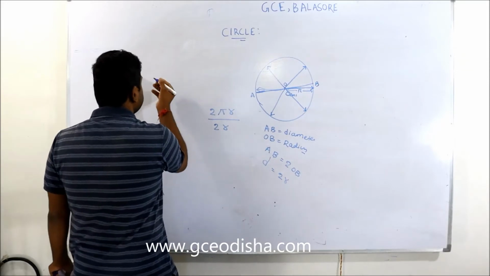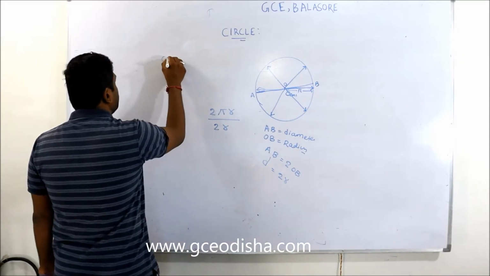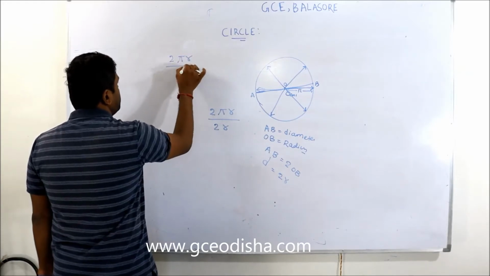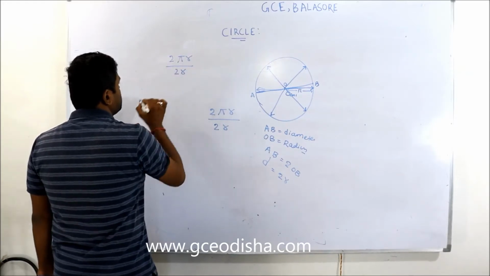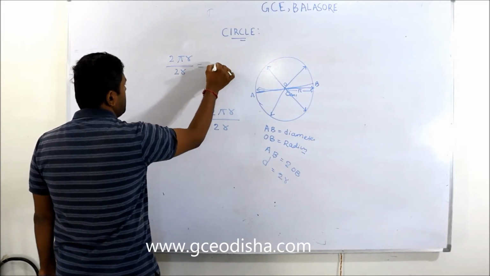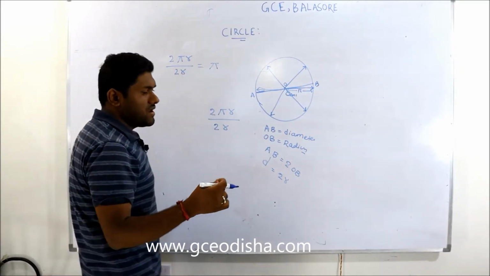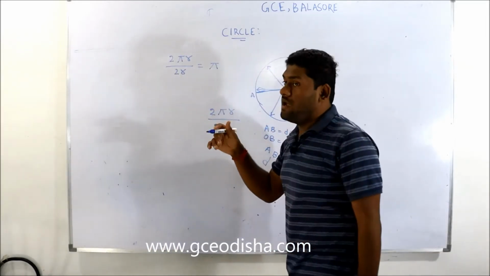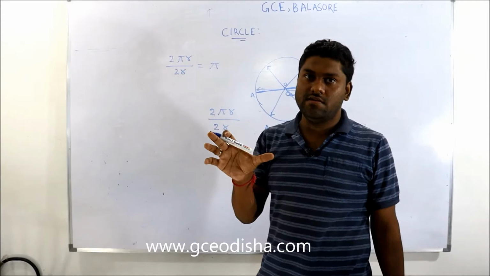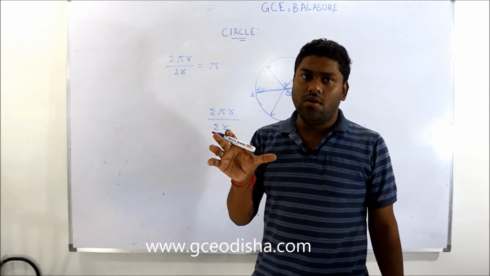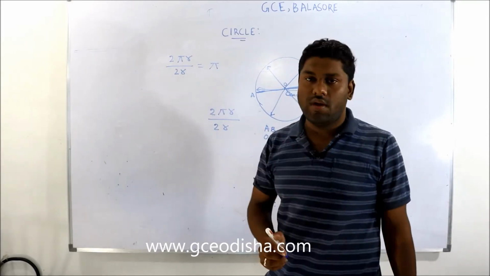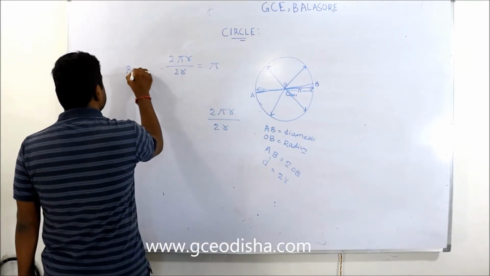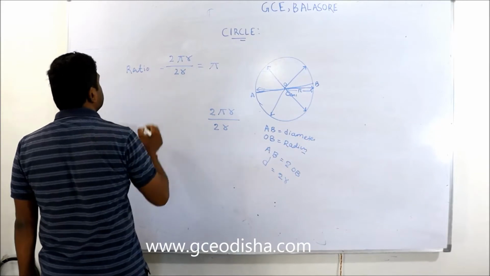So when you take the ratio of perimeter divided by diameter, this will come to pi. In every circle, when you take the ratio between perimeter and diameter, the ratio will come to a term called pi. This is fixed for every circle. Okay.